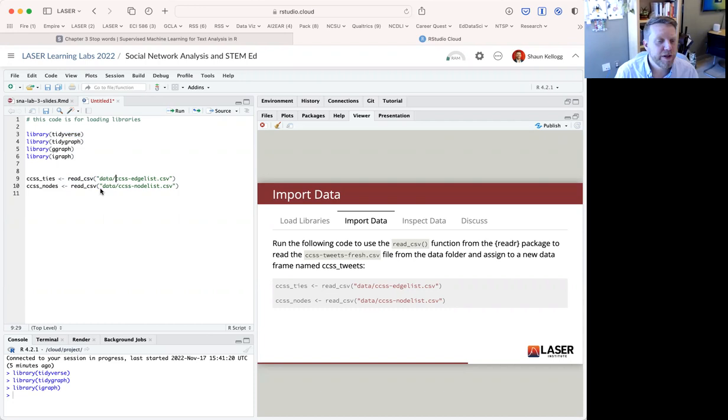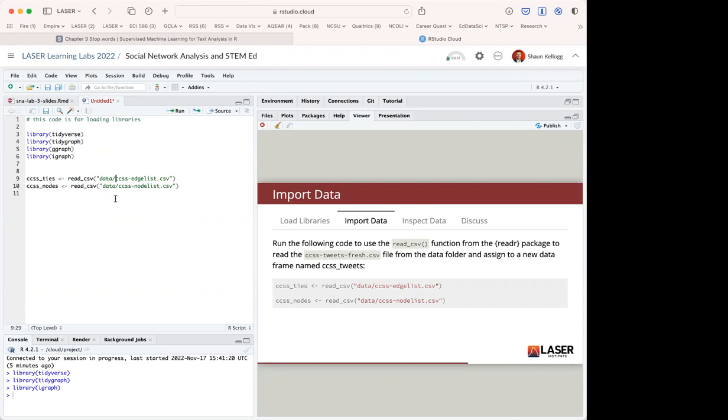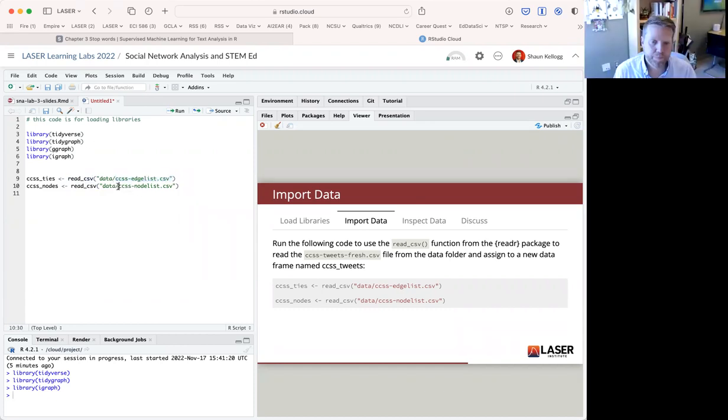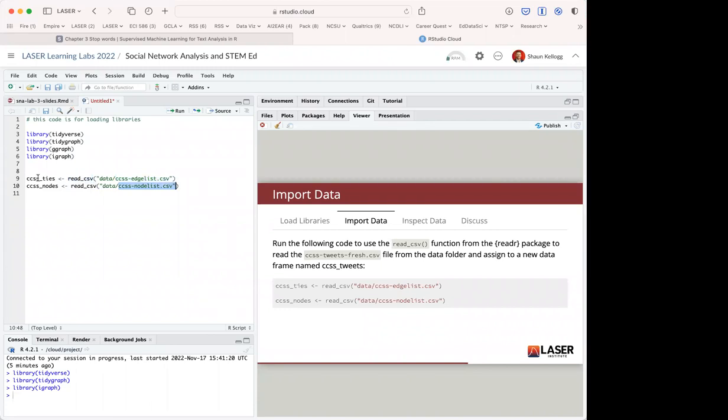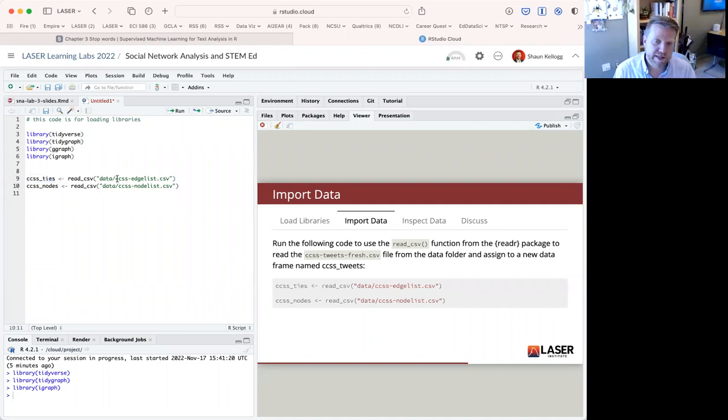And Melinda, what CSV file are we actually going to be reading in? It looks like we are going to read in the edge list and the node list, and we're going to assign them to ties and nodes so that those are the data frames, right? That's exactly right. We're going to take these CSV files and create data frames, and we're going to name them CCSS ties and CCSS nodes. And once we've read them into R, then we can start doing stuff to them.